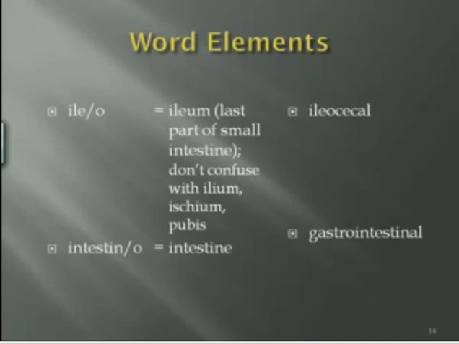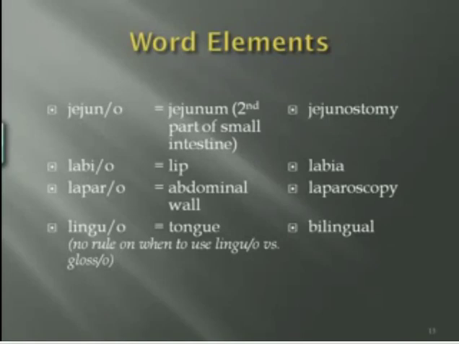Intestino means intestine. That's going to be anatomy, position, direction, talking about one or both. Jejuno is the jejunum, and that is the second part of the small intestine. Labio, also for lips, so labia would be lips. Laparo, abdominal wall, so laparoscopy, the process of viewing the abdominal wall with a lighted instrument. Linguo, the other one for tongue, so someone's bilingual, we know they speak 2 languages. They have 2 tongues.